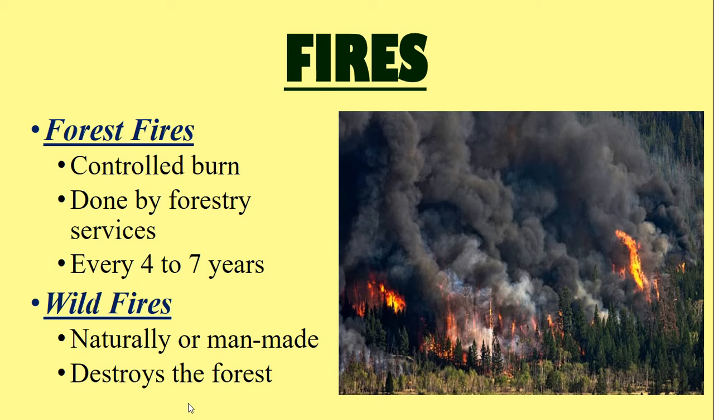Fires is another way we affect the land. Now, fires can be two ways. You have forest fires, which are known as controlled burns, and they're done by the Forestry Service people. And this happens every 4 to 7 years. They're trying to get rid of dead trees and leaf litter, because that can cause something called wildfires, which are natural or man-made. Naturally they can occur with lightning or strong winds, and man-made because someone didn't listen and place their fire out like they were supposed to while camping, or threw a lit cigarette in the forest and it was dry and it caught fire, and it does destroy the forest.